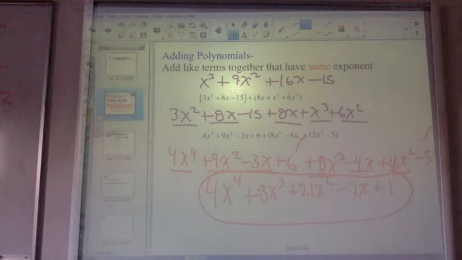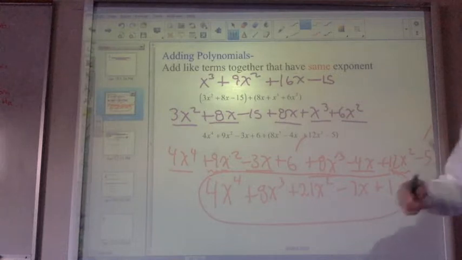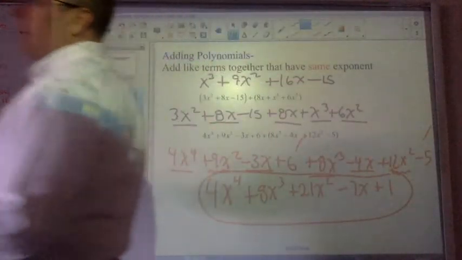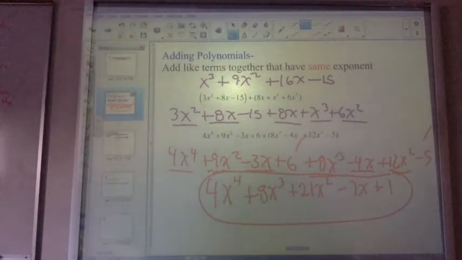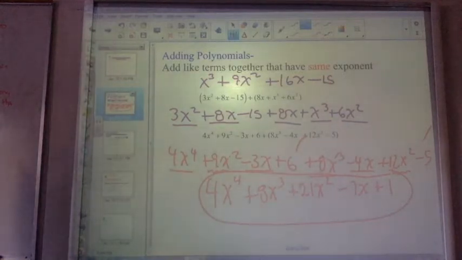My leading coefficient on the top one is 1, because what's in front of the x to the third? A 1. My leading coefficient on the second one is 4, because the 4 is leading the x to the 4th power. Any questions about both of those? So you're combining like terms. Like terms have to be the same letter. That letter also has to be the same exponent. Okay?